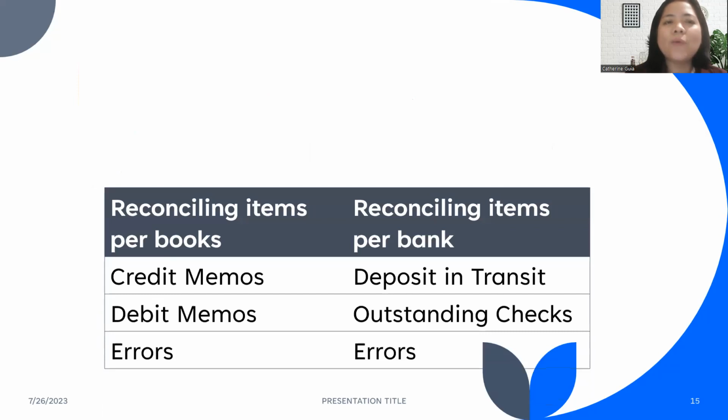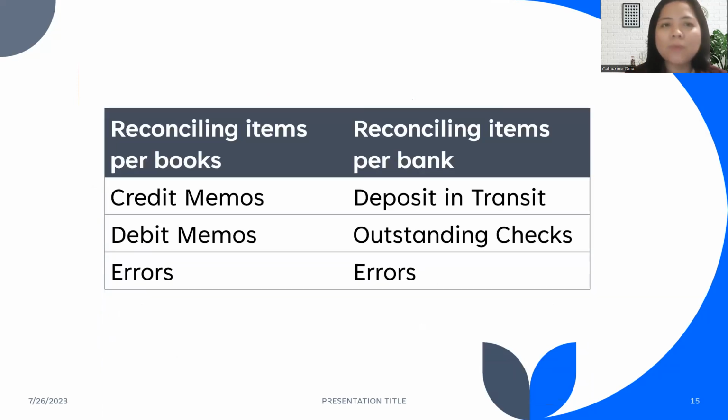Okay, next, what are the reconciling items per books and what are the reconciling items per bank? Okay, under the per ledger or per books balance, you have the credit memos.